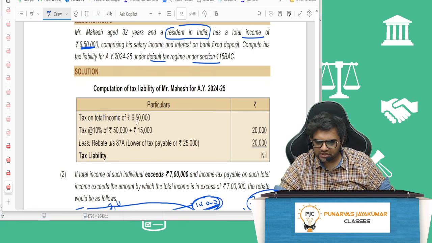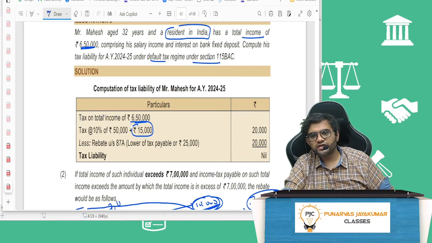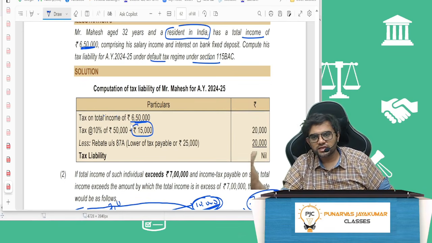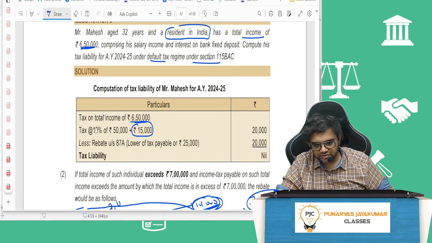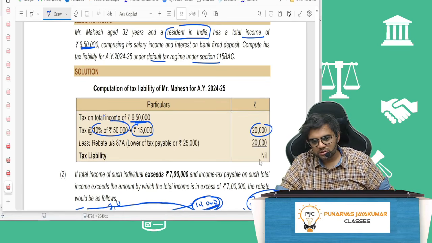Tax on total income of 6,50,000. How much, guys? From 0 to 3 lakh nil. 3 lakh to 6 lakh, how much percent? 5%. So for 3 lakh you'll get 5%, that is 15,000 given here. Then 6 lakh to 6 lakh 50,000, for 50,000 rupees, 10%, 5,000. So totally 20,000.